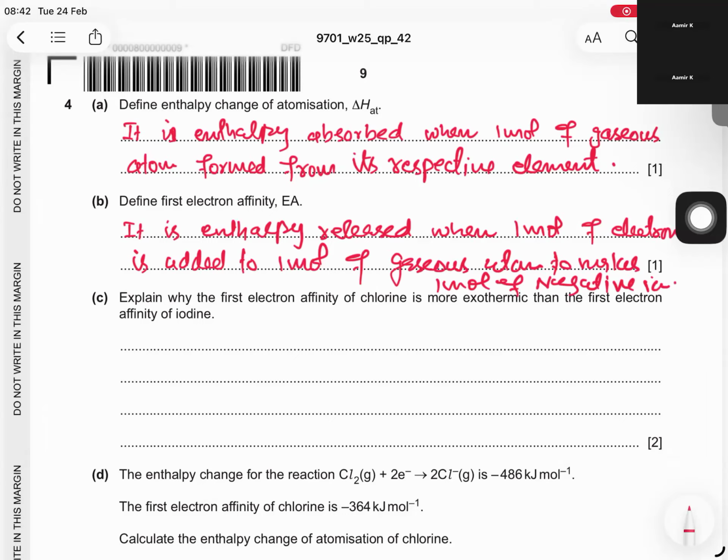Explain why the electron affinity of chlorine is more exothermic than the first electron affinity of iodine. If you look at their placements in the periodic table, here is the chlorine and here is the iodine. So down the group, atomic radius increases, so iodine has a greater atomic radius. That results in the electron being a bit away from the nucleus. So there will be less nuclear attraction, right? So iodine has more atomic radius.